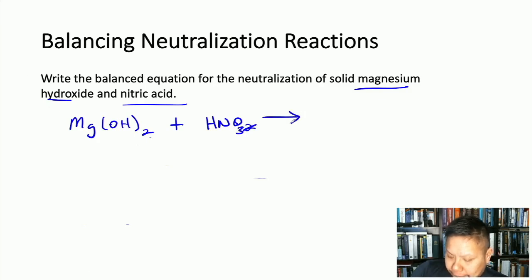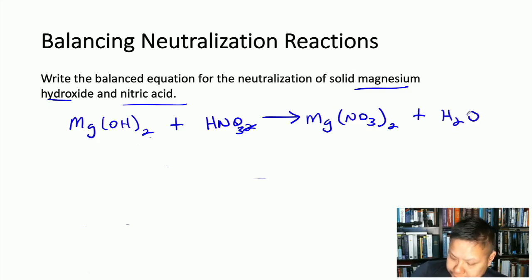And then that forms, in the neutralization reaction, magnesium nitrate. 2 of those, of course, because magnesium has a +2. Same thing on the other side, too, right? Plus water. So there's your base, there's your acid in the neutralization reaction, and then you make your salt and your water. Classic neutralization reaction.